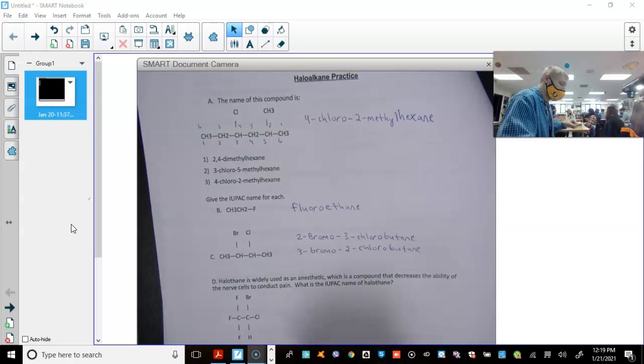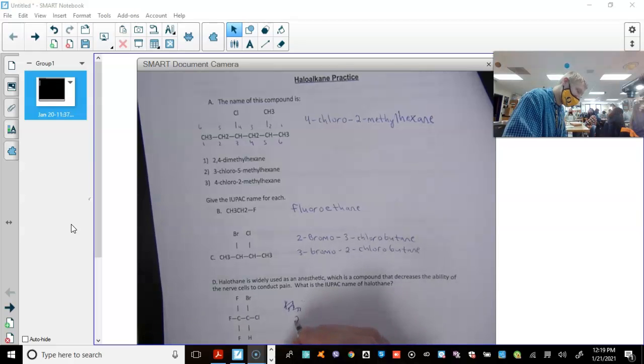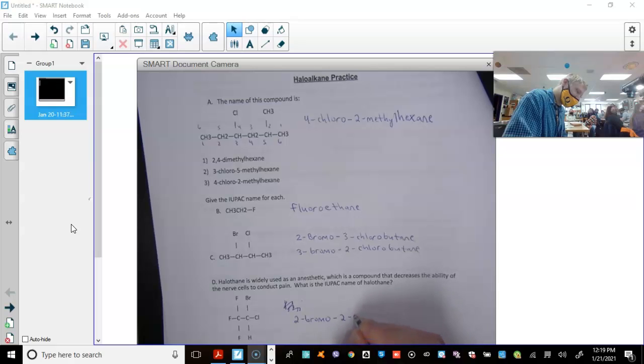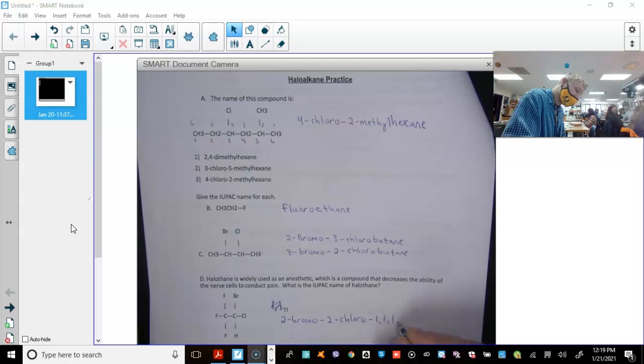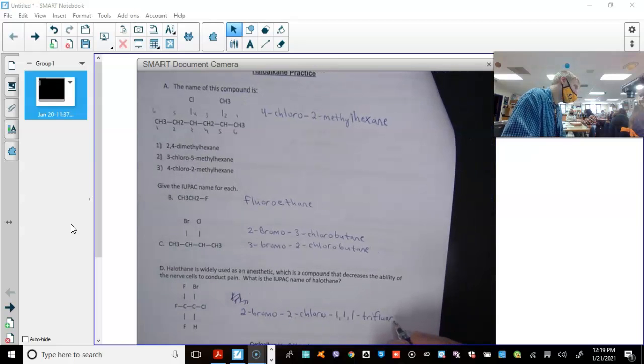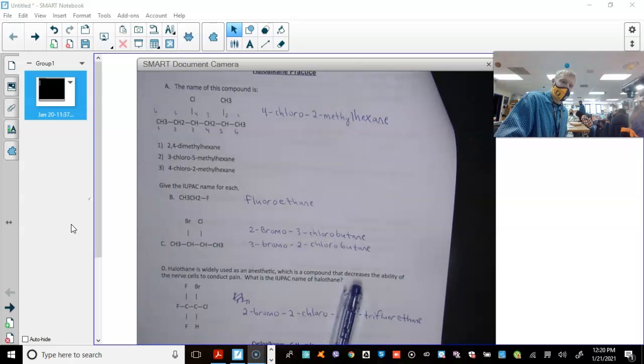Will we get docked on the test if you don't put in alphabetical order? Yes. All right. So, oh shoot, we got to do alphabetical order. Okay, bromo comes first. All right, so 2-bromo, 2-chloro, 1, 1, 1, and there's 3 of them. I would put the 1 down. Well, you could probably get away with not because, yeah, fluoro. What is this? Ethane. And that's that.